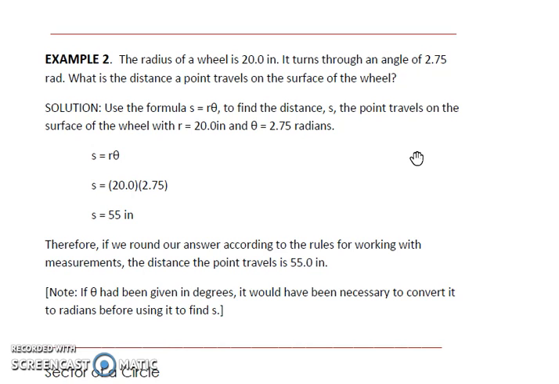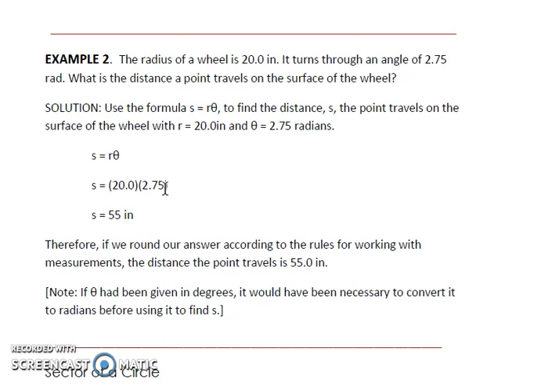So we're trying to find S given the radius r and the angle theta in radians. We can use this formula, S equals r theta, to find that arc length distance that the point travels on the surface of the wheel. We're finding the distance between 2 points. So we'll plug in the radius, 20 inches, and the angle, 2.75, into this formula, S equals r theta.